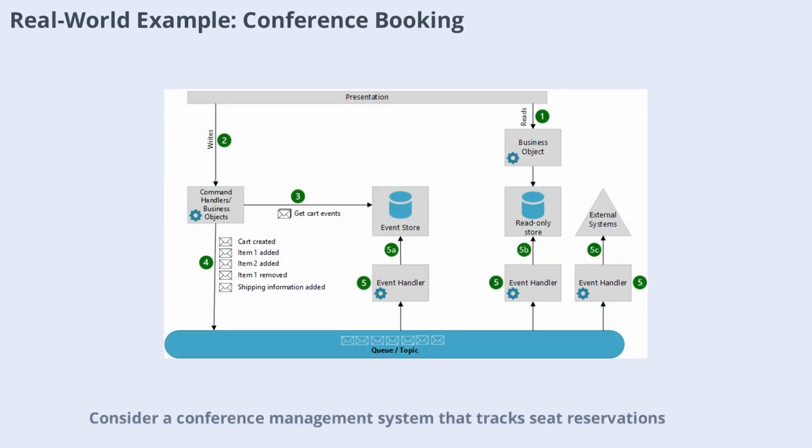Consider a conference management system that tracks seat reservations. Traditionally, you might store the total number of bookings in a database and update it as reservations are made or canceled. However, this can cause scalability issues during peak times. With event sourcing, each booking or cancellation is recorded as an event. The system calculates available seats by replaying these events. This approach not only scales better but also provides a complete audit trail of all bookings and cancellations, making it easy to restore state or analyze trends.